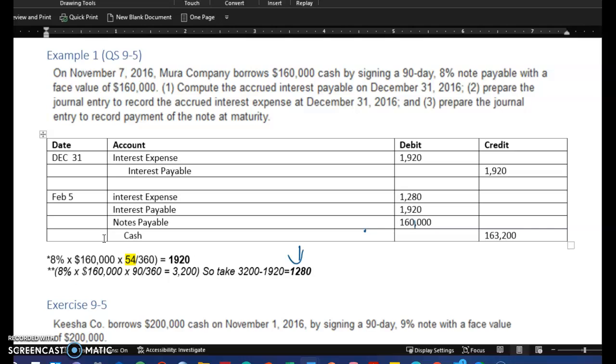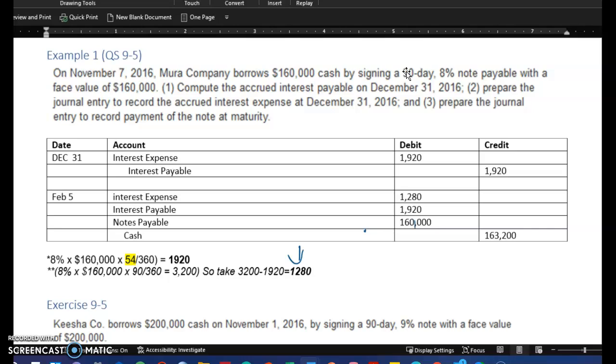All right, so $160,000 cash is borrowed by signing a 90-day 8% note payable. Now, again, that's a note payable, so it's short term because it's 90 days. This could have been $160,000 due in 15 months, and that would be long term.